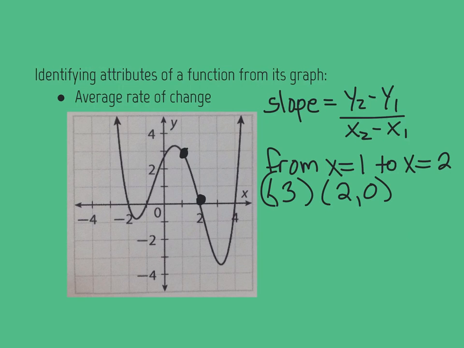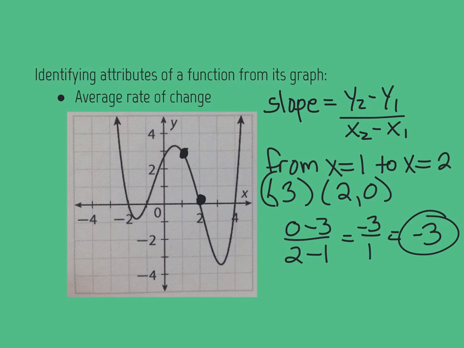So we would go y2 minus y1, we can do 0 minus 3 over x2 minus x1, so 2 minus 1 gives us -3 over 1. We have a slope of -3. The average rate of change from x equals 1 to x equals 2 is -3.